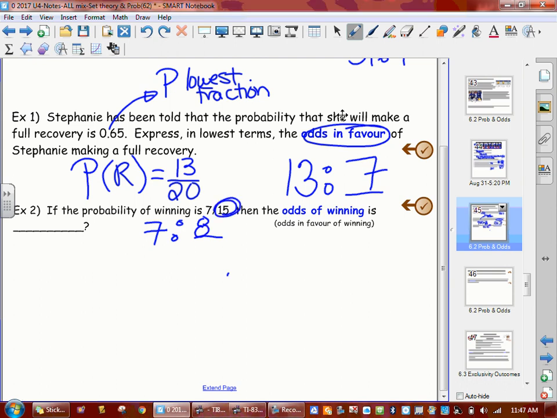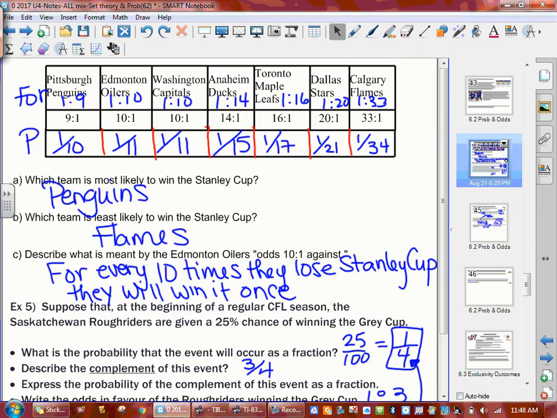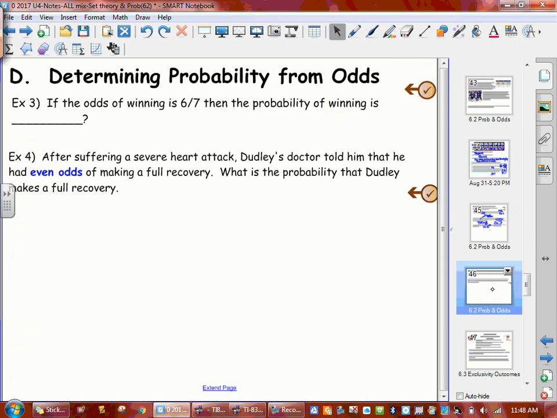Last couple examples. We have, if the odds of winning, now remember I told you sometimes they put odds in a fraction. Odds is not always given with a colon. So in this case, I would strongly suggest to you to replace the fraction line with a colon. So this is actually 6 to 7. Okay? But they will sometimes put it as a fraction like they did here. So you have to remember it's written as odds.